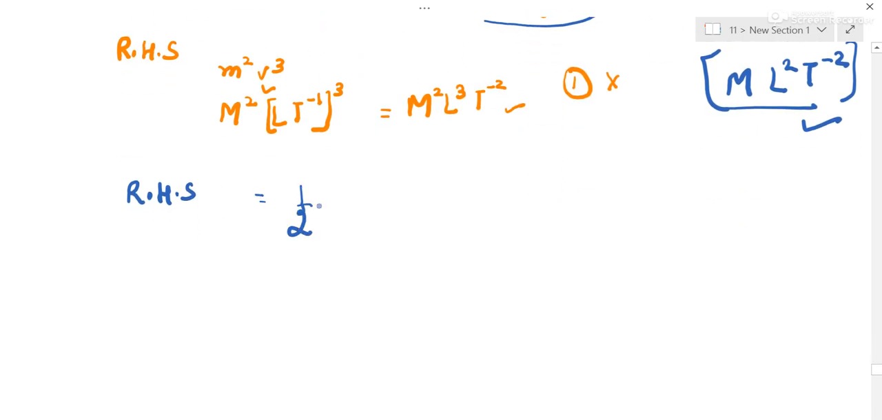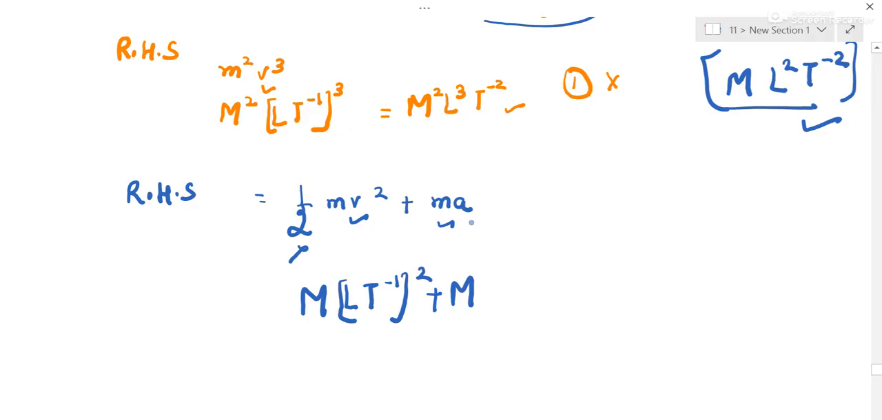Is half mv square plus ma. So look, half is gone, it is dimensionless, m is m, velocity is distance upon time, mass is m, acceleration is fixed, LT^-2. So this is coming as ML^2T^-2 plus MLT^-2. So this is already wrong.